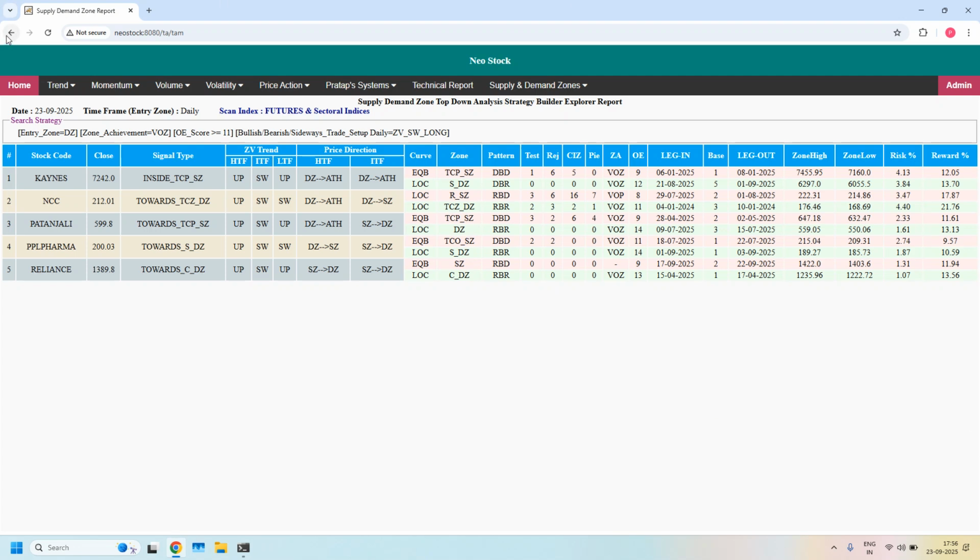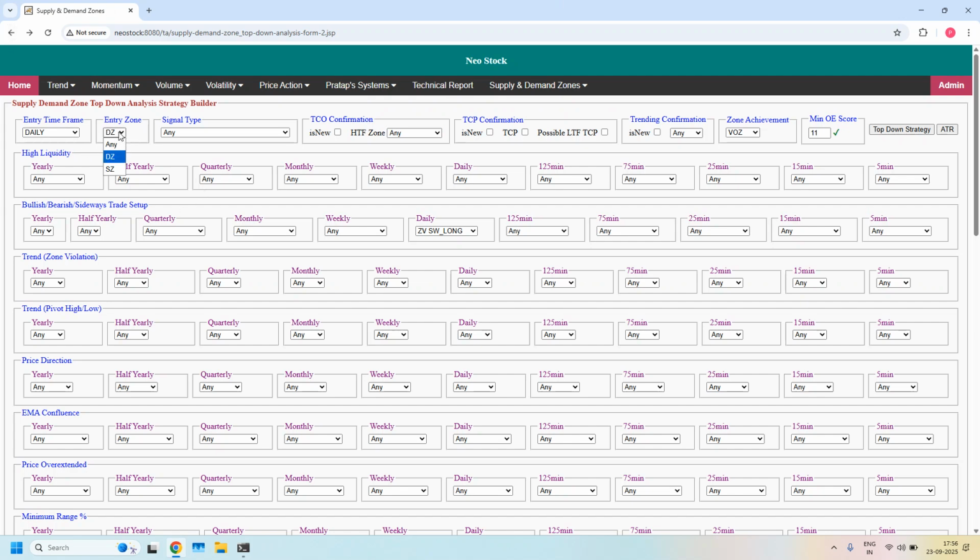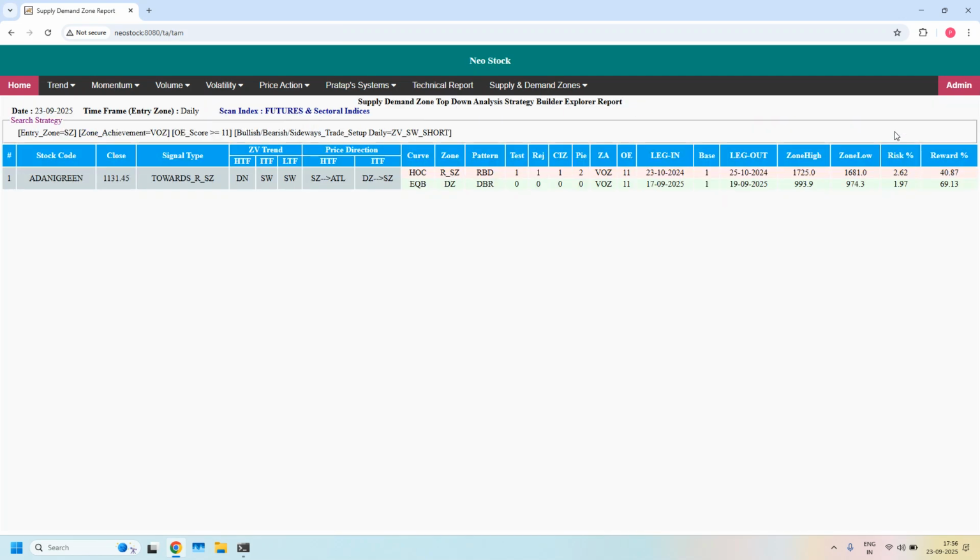Okay, next, sideways short trade setup for monthly income trade. Entry time frame is daily supply zone, and one more change, sideways short trade setup. Let's filter. We got 1 stock. So the entry time frame zone is a daily supply zone. Plan your trade only if lesson 30.3 checklist items are satisfied.